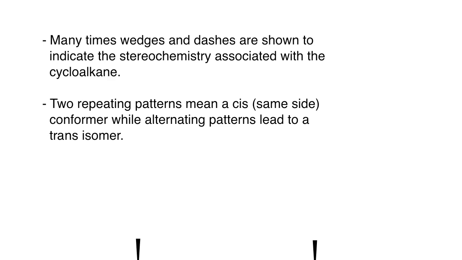If you see 2 of them that are in a repeating pattern, meaning I either see 2 wedges or 2 dashes, it can be either of those, that's going to refer to something that's cis, and that term means on the same side. So if I've got 2 wedges, for instance, it's saying that whatever group is on those wedges, chloros, methyls, ethyls, whatever it might be, they're on the same side of the cyclic ring. They're facing the same way. And then if I see an alternating pattern, a wedge and a dash and a wedge, that means that it's going to be the trans isomer, and the trans means on opposite sides or opposite of.